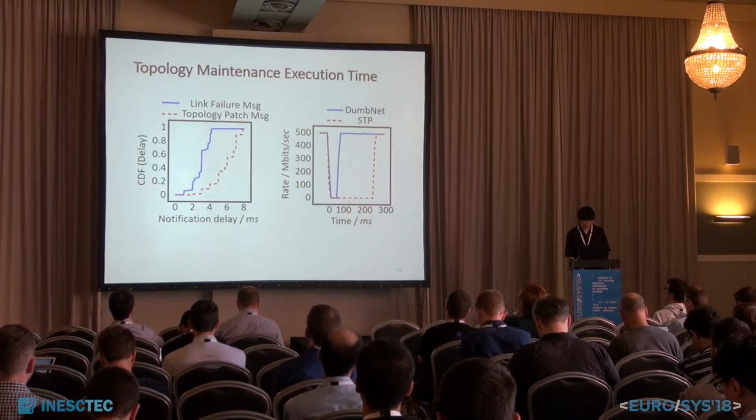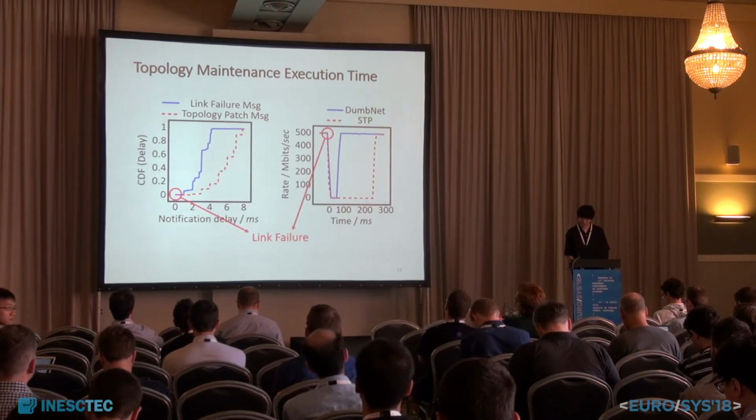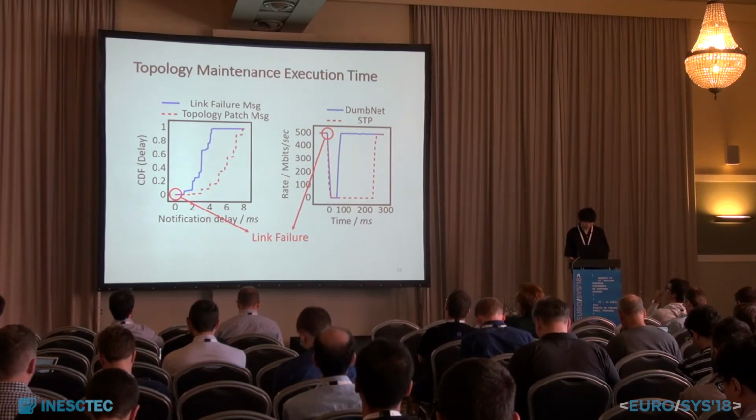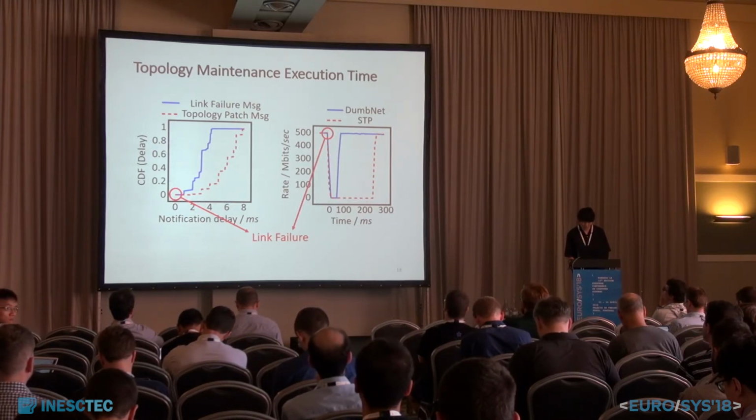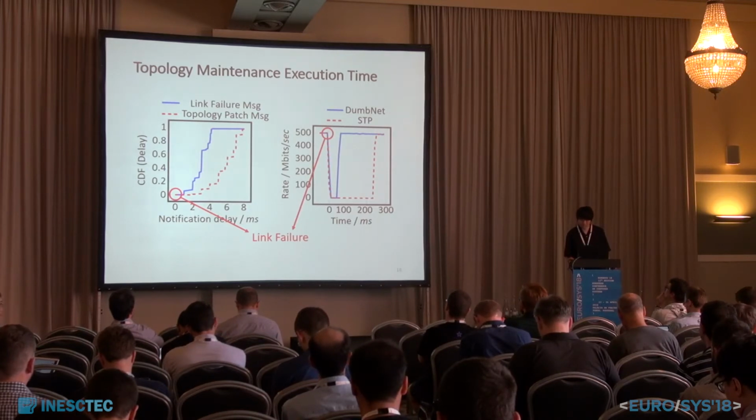And the next evaluation. After link failure at time 0, we can see on the left-hand side, the link failure message and the topology patch message all arrive within 10 milliseconds. And on the right-hand side, compared to the traditional STP, DAMnet recovers throughput very quickly.